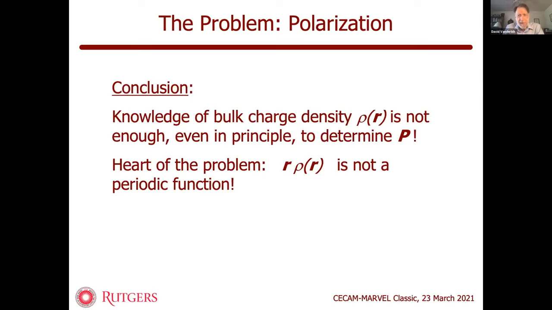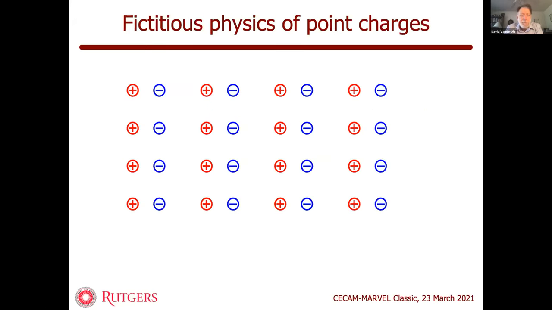And the conclusion from thinking through this problem and a number of related problems is that even if you have an exact and precise knowledge of the bulk charge density everywhere in the unit cell in the bulk of an insulator, that's not enough even in principle to determine the polarization. The polarization has to come from some further information that's not simply available in the charge density. And the heart of the problem is that a dipole is basically a coordinate times a charge density, and the expectation of this kind of operator is not periodic in the unit cell. It grows without bound as R becomes large, or another way of saying it is that matrix elements of the position operator are not well defined in the Bloch representation.